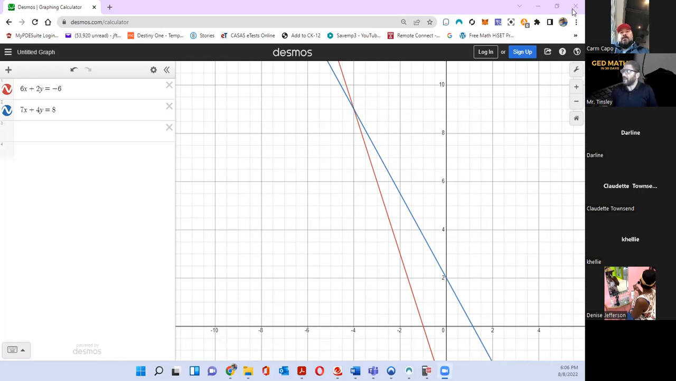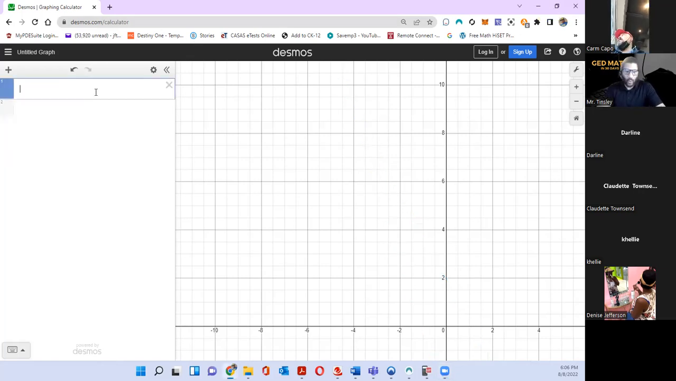Let me close that out. But Desmos is a very lovely program for you to see how your graphs look. If you just wanted to graph a line, y equals 2x plus 3, you could. See where it crosses the y-axis at plus 3, that's my y-intercept. So if I go up 2 and over 1, I should be on my line. 1, 2, over 1.